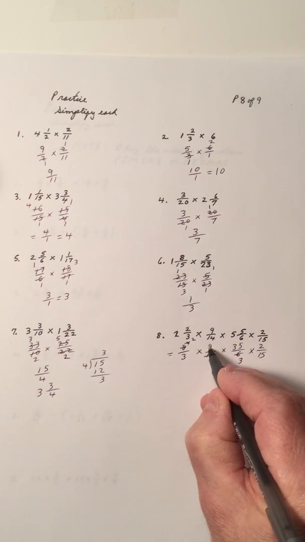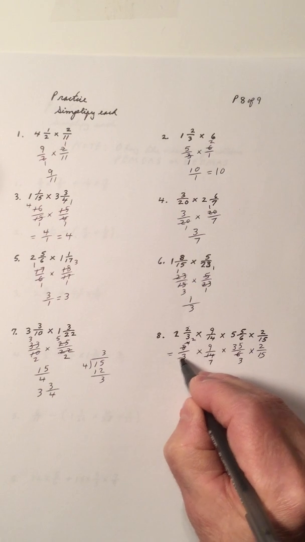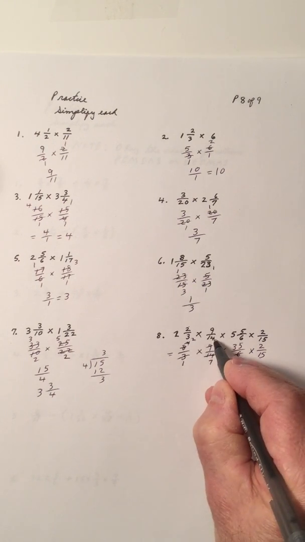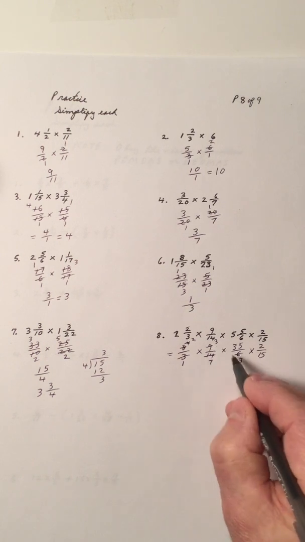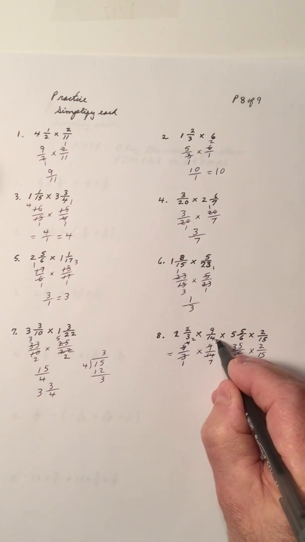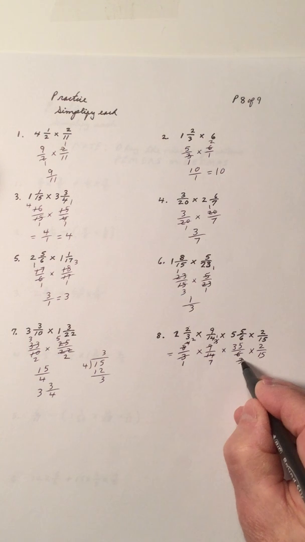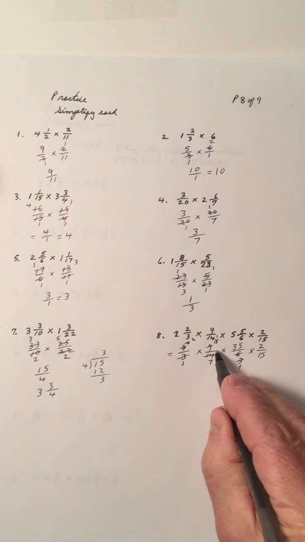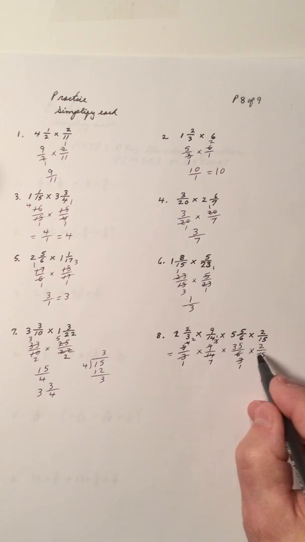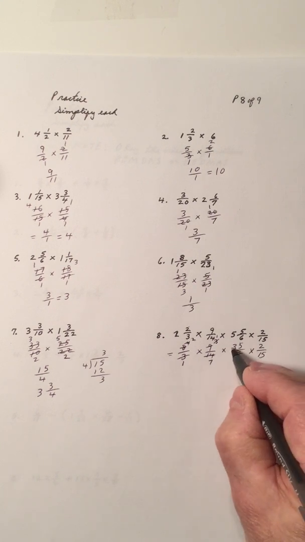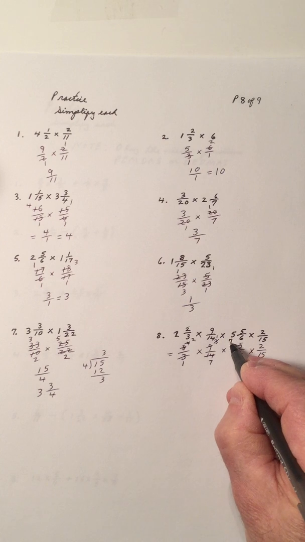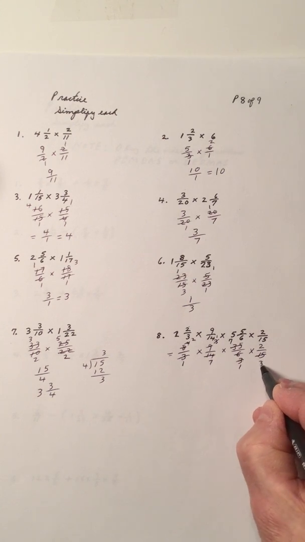I see a 9. A 9 has a 3, so I can cancel here. 3 into 3 goes once. 3 into 9 goes 3. I see a 3 here and here, top and bottom. Notice I'm multiplying, so I can cancel anywhere. A 1 and a 1. Now I keep coming across 35 and 15. 5 into 35 goes 7. 5 into 15 goes 3.